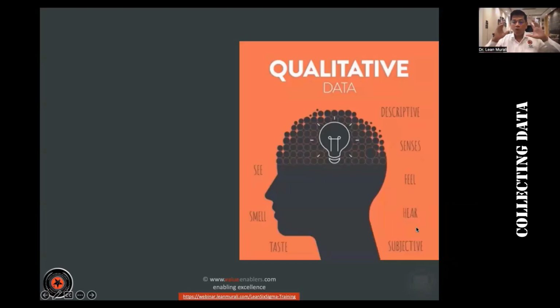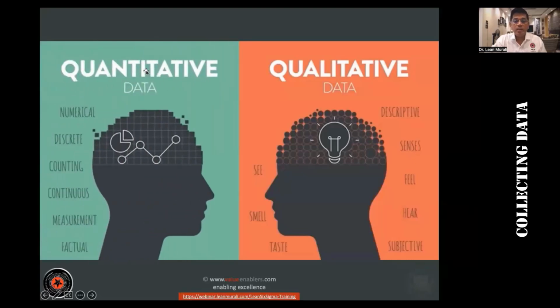Okay, so qualitative data uses the senses, feel, hear. Qualitative data is subjective. It uses all the five senses: see, smell, taste, and all that. So qualitative data is mostly like a feeling, whereas quantitative data is through proper numbers. It's numerical, discrete, counting, continuous, measurement, factual, etc. If this is clear, on a scale of 1 to 10, please give me a 9 or 10 if it is super, super clear.